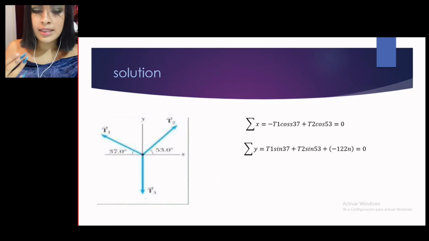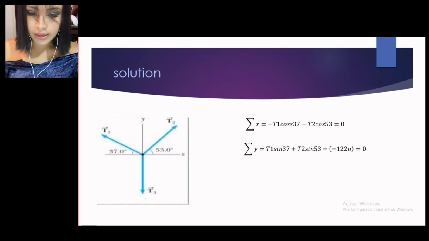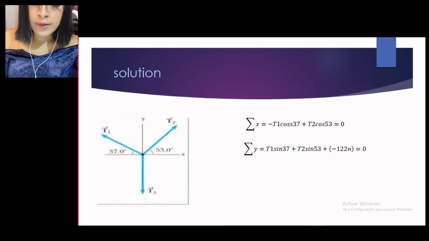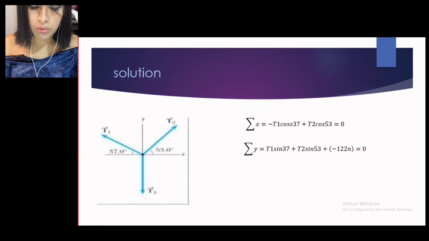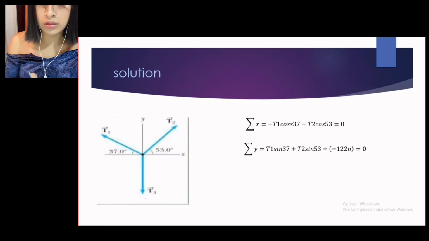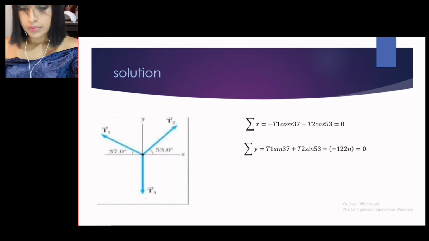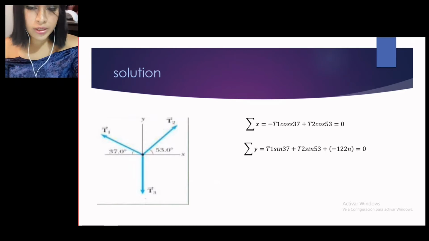Okay, so in summary, in letter X: the sum is equal to minus T1 cosine 37. We have minus because, as I was saying, on our x-axis T1 is negative. Add T2 cosine 53, and it's positive because it is on the opposite side, and it equals 0 because we don't have another term in our x.